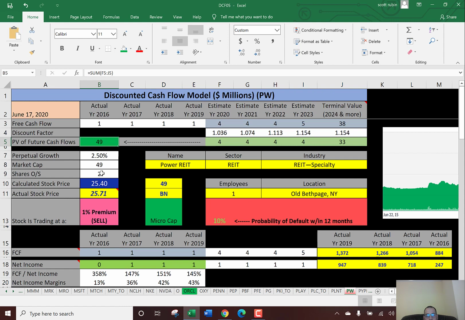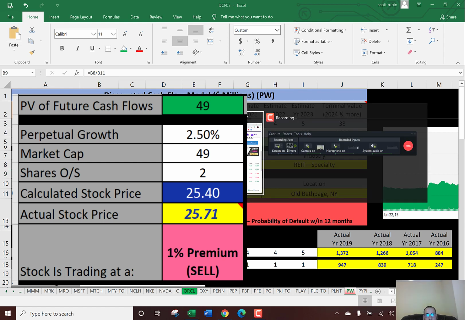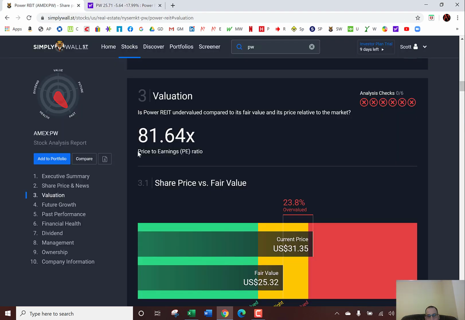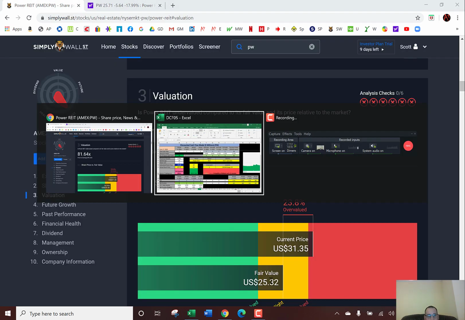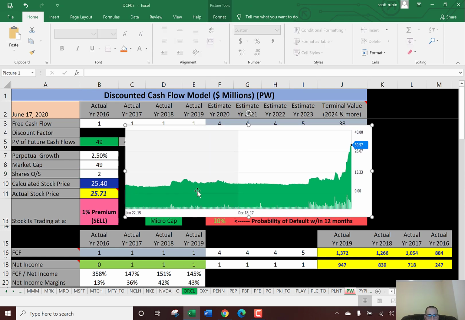And when we divide that by the shares outstanding, we get a stock price of $25.40. So it's trading almost exactly at intrinsic value. It's trading at $25.71, which is a 1% difference from what I calculated. Let's see what Simply Wall Street calculates their intrinsic value, $25.32. So we're all in the same ballpark. This is not too common that a stock trades at intrinsic value.